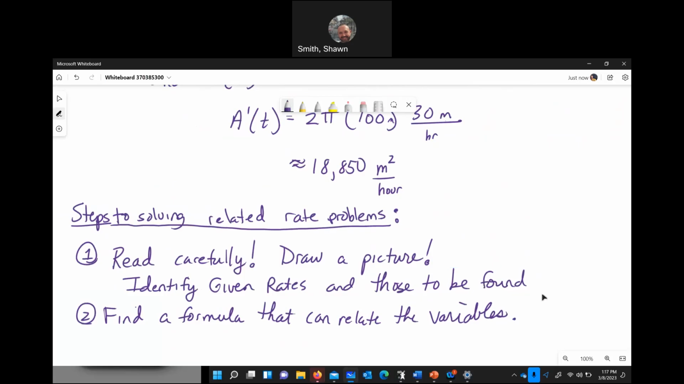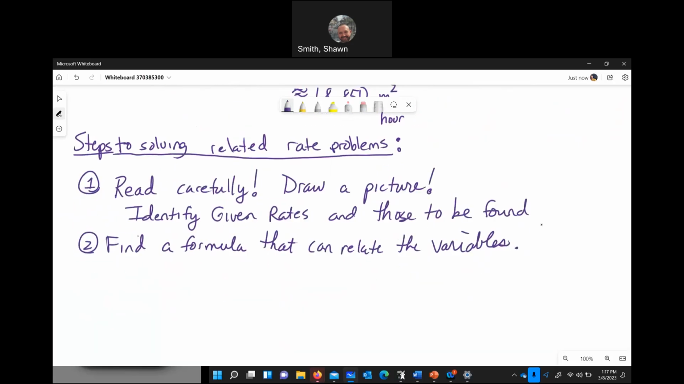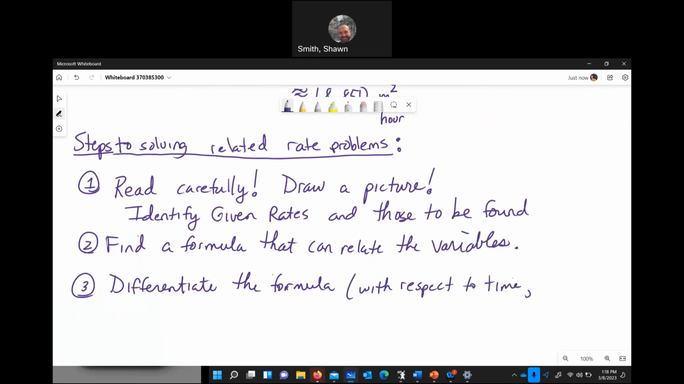Third step, differentiate the formula. With respect to time. It's usually always with respect to time, since that's what we're looking for.